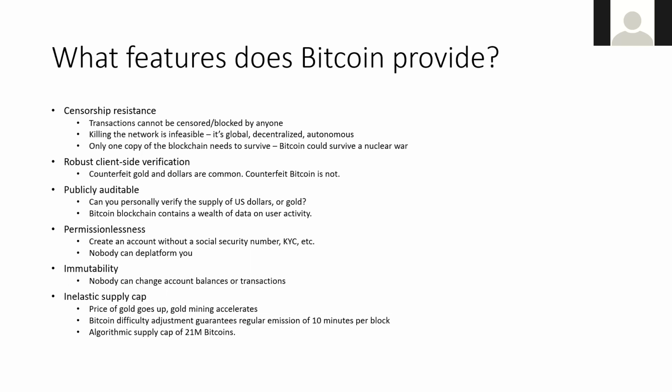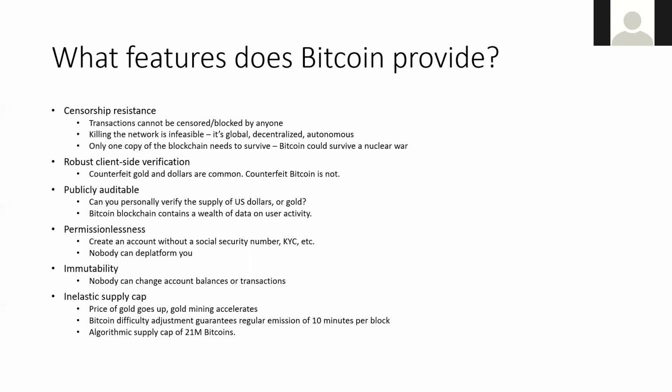There's also this concept of permissionlessness. You can set up a Bitcoin address no matter where you live. Your government could be non-functioning. You could be anywhere in the world, or possibly even on another planet, technically. You don't need a social security number. You don't need to go through know your customer regulations or any money laundering laws. And because of this, no one can deplatform you. Bitcoin truly is for everyone.